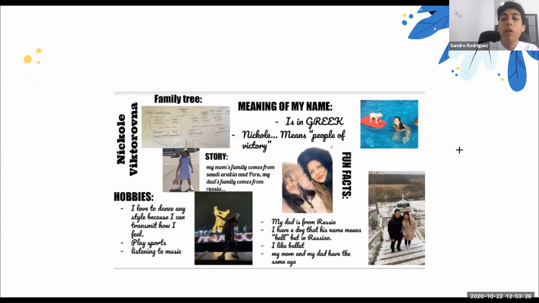Here is the infographic of Nicole, but due to some problems, she couldn't attend the presentation. But I'm going to try to sum it up: she used all the facts listed and then added some images to make it more fun and more attractive.